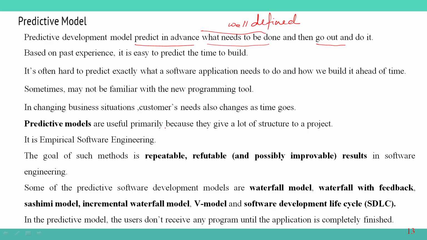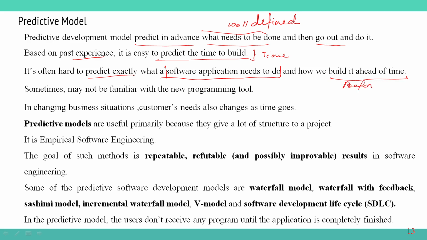Based on past experience, it is easy to predict the time to build. So if you have a project which is already completed, there you will have the build time, what is the time required to build, that you can understand. It is often hard to predict exactly what a software application needs to do. This is called a change. എപ്പോഴും നമുക്ക് ഇന്നത് മാത്രമേ ചെയ്യാൻ പറ്റൂ എന്നല്ലെങ്കിൽ ഇന്നത് മാത്രമേ ചെയ്യുന്നുള്ളൂ എന്ന് നമുക്ക് പറയാൻ പറ്റില്ല. Sometimes customer may need some kind of changes. And how do we build it ahead of time? Before time, ഇതിനെ ചെയ്യാൻ പറ്റുമോ?